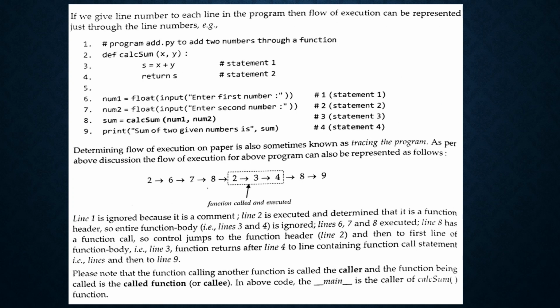From 2 to 6, from 6 to 7, and 7 to 8. After execution of the 8th line, control jumps from 8 to 2, and here it will execute 2, 3, 4. After it encounters return S, again it will execute line numbers 8 and 9. Okay, these are about the flow of execution of this program.